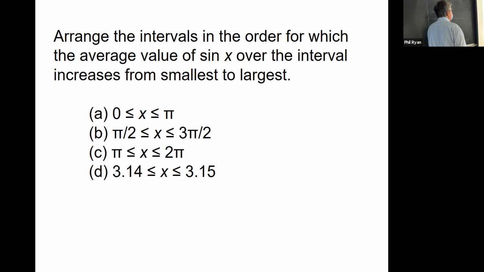Okay, so we've got 0 to pi and pi to 2 pi. Which one of those averages is going to be the greatest? 0 to pi, right. So 0 to pi, it's going to be some number. Pi to 2 pi, it's going to be negative that number. So definitely we can put A here and we can put C here.